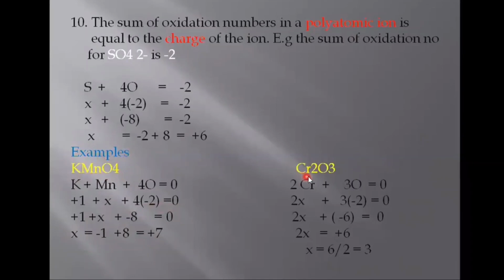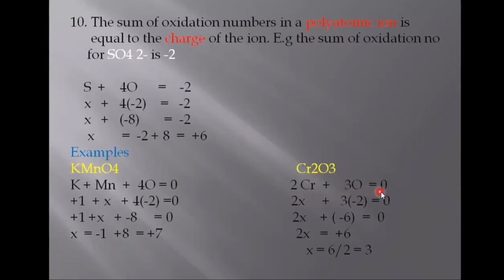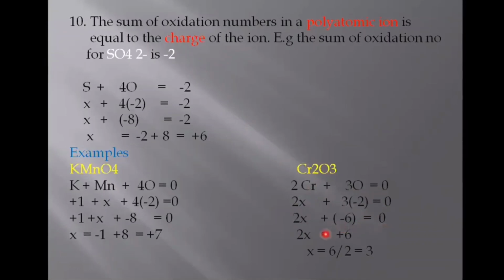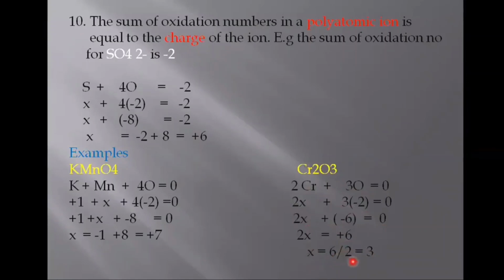Now consider chromium oxide, Cr2O3. It consists of 2 chromium atoms and 3 oxygen atoms. These must sum to 0. So we have to find the oxidation number of chromium: 2x plus 3 multiplied by -2, because oxygen has an oxidation number of -2 in most of its compounds. So 2x plus -6 is equal to 0. Take -6 to the other side, the sign will be reversed and it will be +6. To find the value of x, 6 divided by 2 is equal to 3. This means the oxidation number of chromium here is 3.